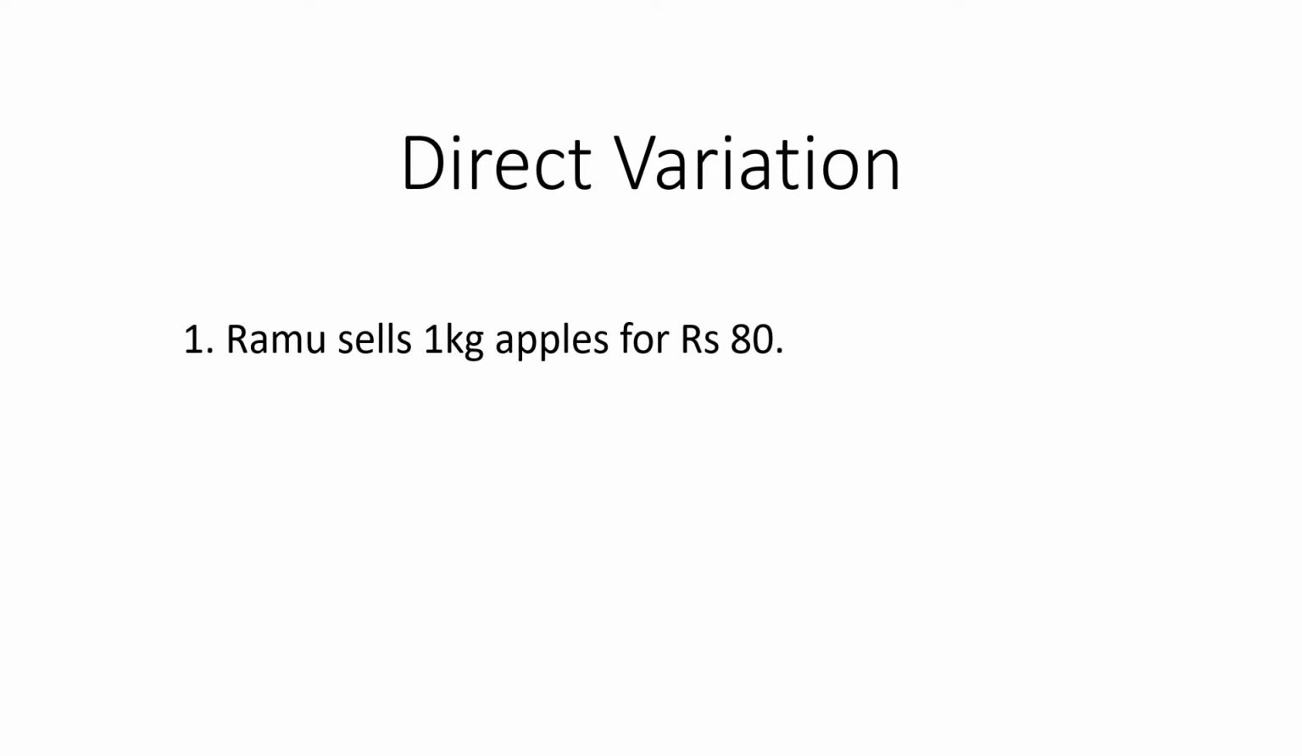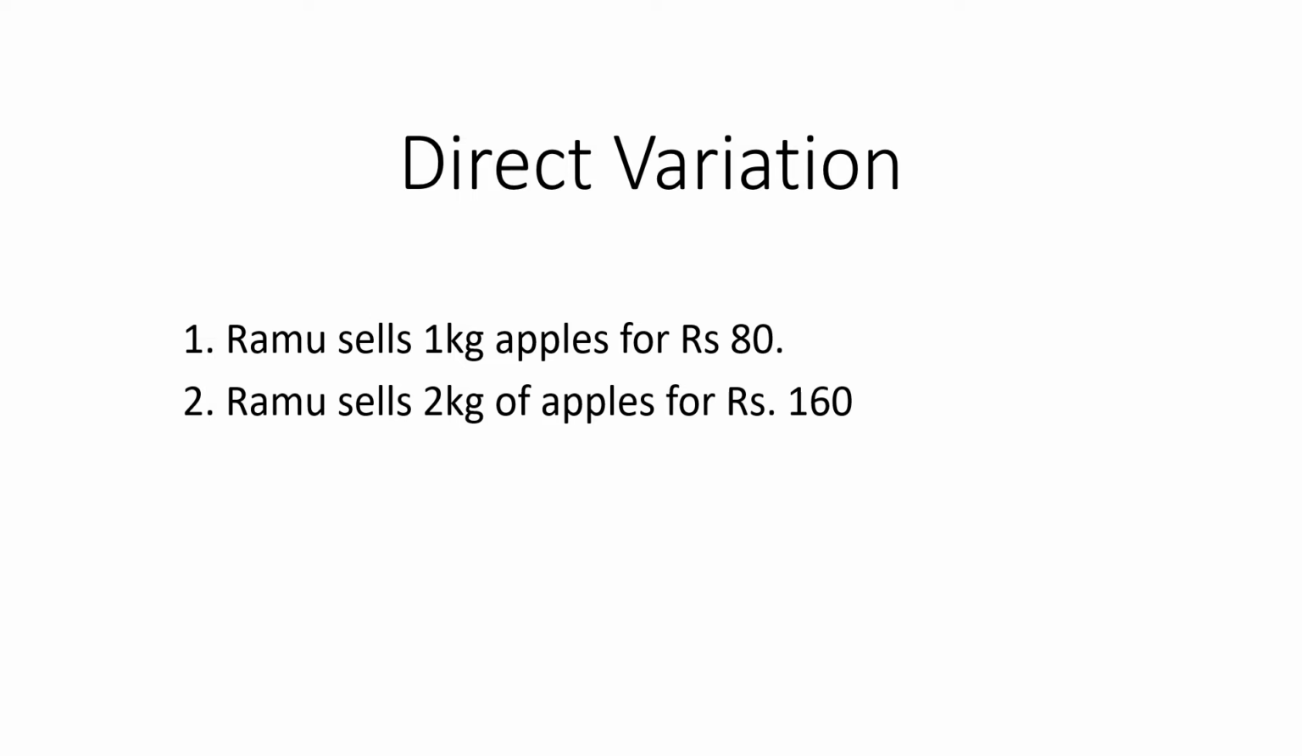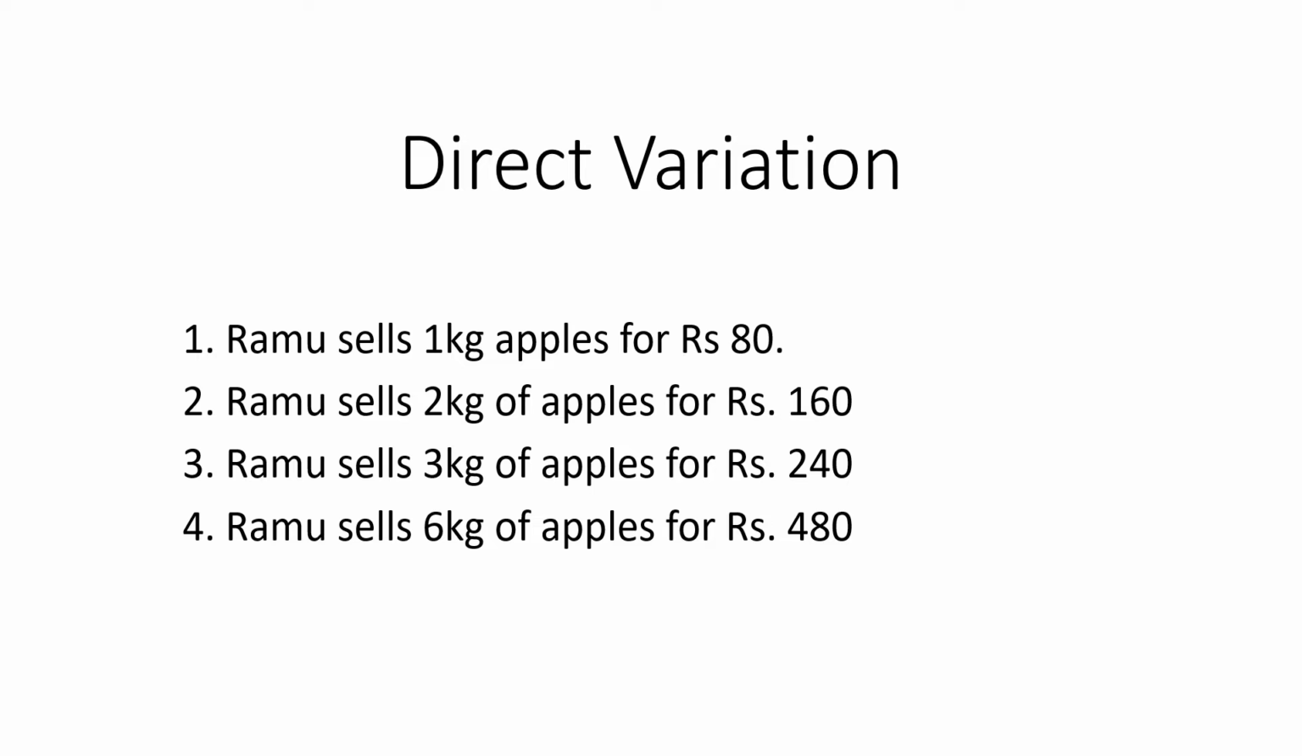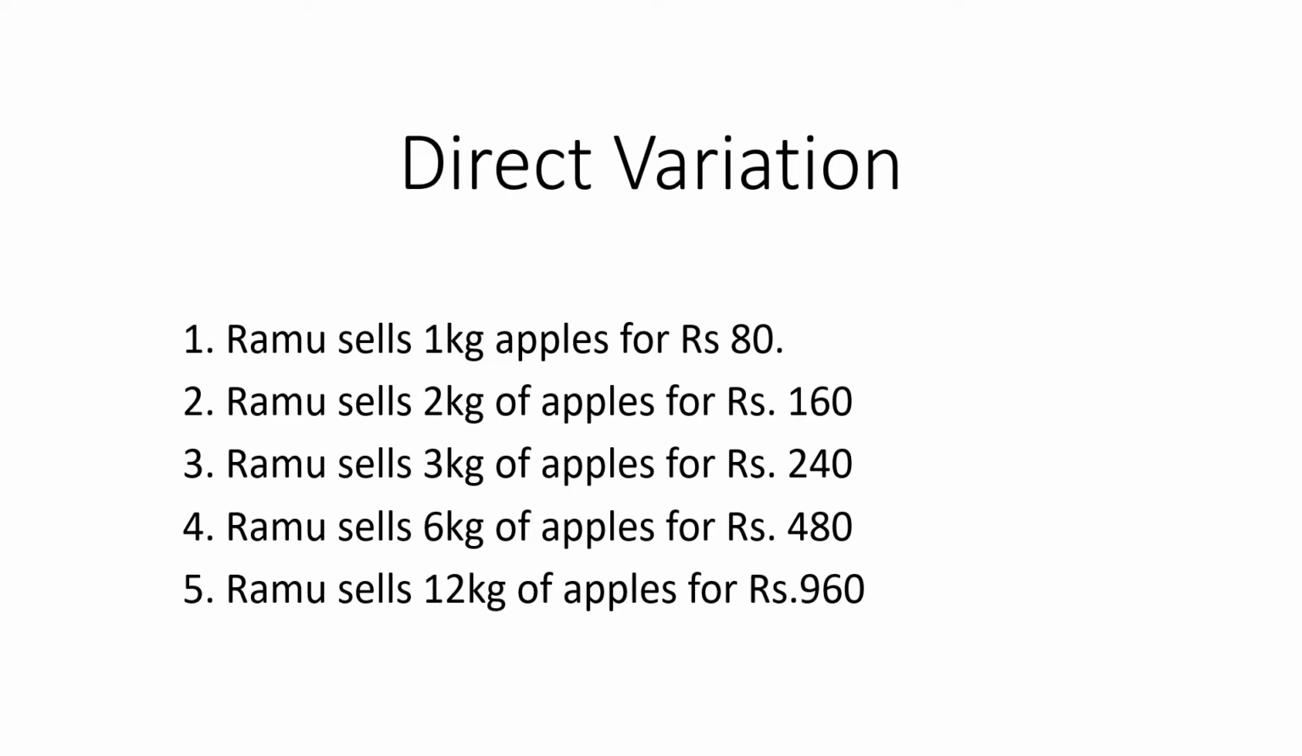Direct variation. Ramu sells 1 kilogram of apples for rupees 80. He gives 2 kilograms of apples for rupees 160. I can buy 3 kilograms of apples for rupees 240 from him. Ramu sells 6 kilograms of apples for rupees 480 and he will give 12 kilograms of apples for rupees 960.